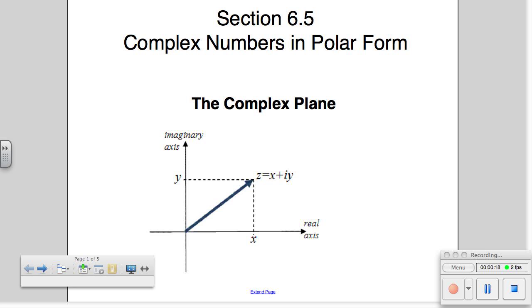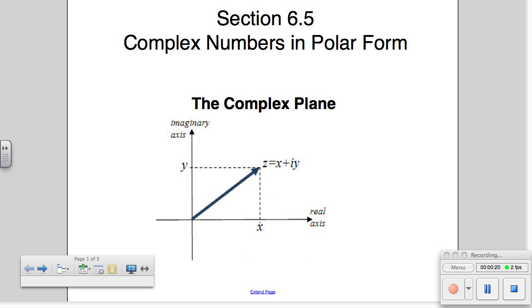The x-axis is what we'll call the real axis. That's where we'll graph the real numbers. And the y-axis is the imaginary axis, and that's where we'll graph the imaginary numbers. So the point z is the complex number x plus iy. You'll go the x value in the x direction and the y value in the imaginary direction, and that'll give you your point.